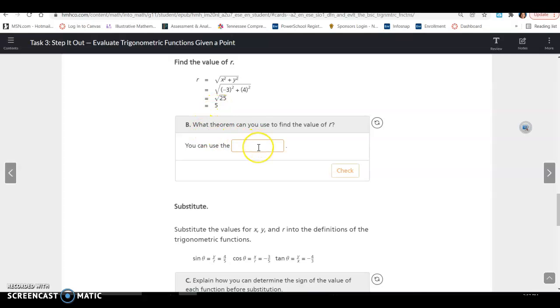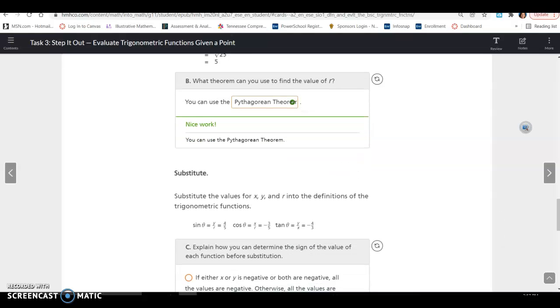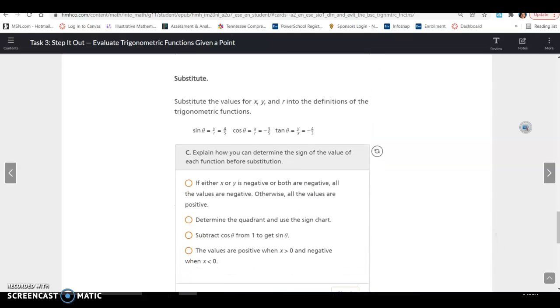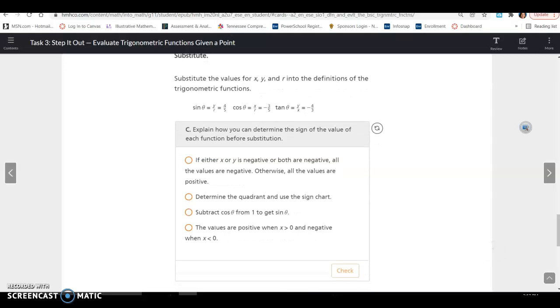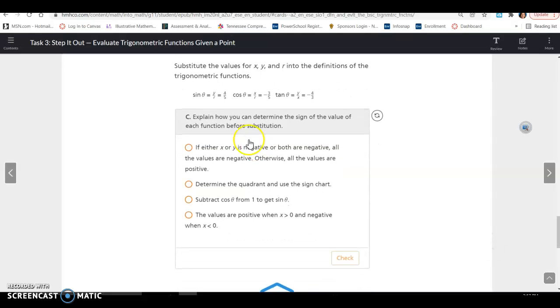And then it says, what theorem can you use? Again, that is the Pythagorean Theorem. Always have to think about that spelling there. All right, so the Pythagorean Theorem is what we use to do that. And then we're going to substitute the values of x, y, and r into the definition. Just like what I was saying before, sine is opposite over hypotenuse. So according to our triangle up there, it's y over r, which is 4 over 5. Cosine is 3 over 5, and tangent is negative 4 over 3.